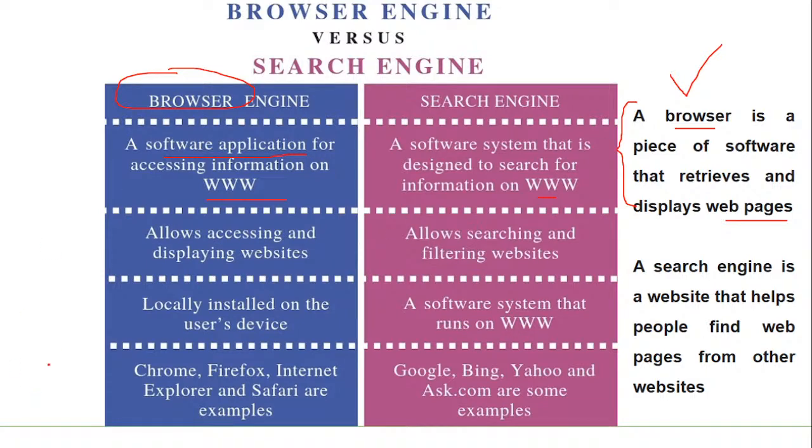Now, this is the main question. Normally the examples they give you to distinguish between browser and search engine are these. When we talk about browsers, Chrome, Firefox, Internet Explorer, Safari are the examples of browsers, whereas for search engines, just now I gave you an example and said Google is one of the best search engines throughout the world. That's how you have to remember.